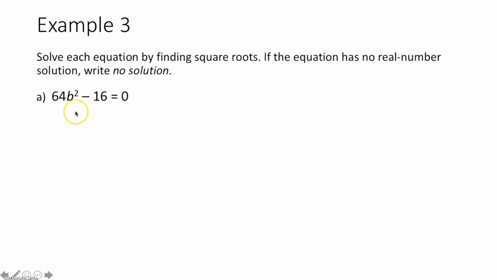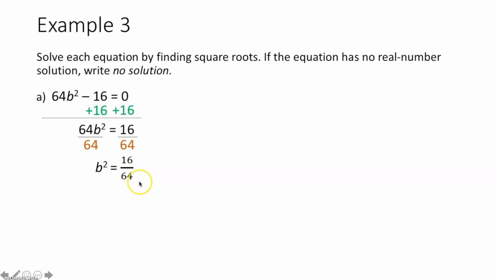Example 3, same thing. We're solving for b. So how do I get b by itself? Well, I need to add this 16 to the other side, and then I need to get b by itself, so I need to get this 64 over to the other side. So I divide both sides by 64. Now, these are going to cancel each other out. I get b squared is equal to 16 over 64.